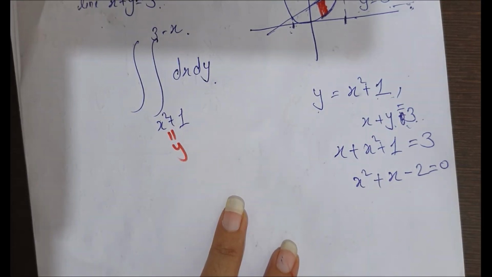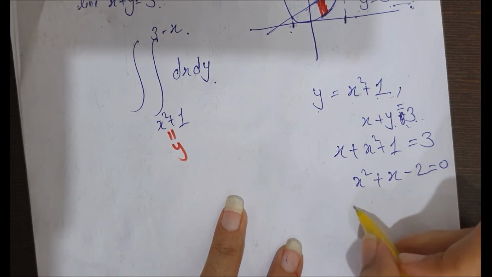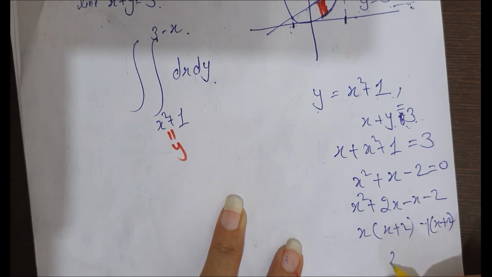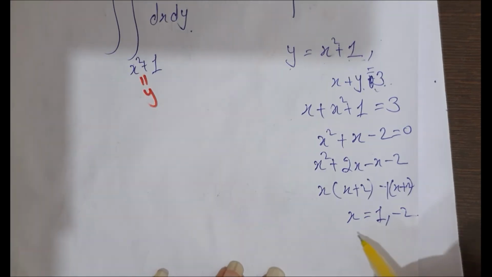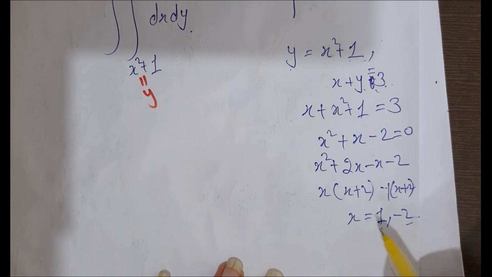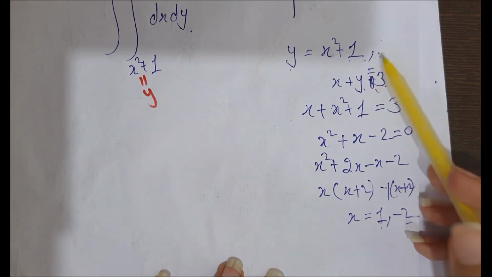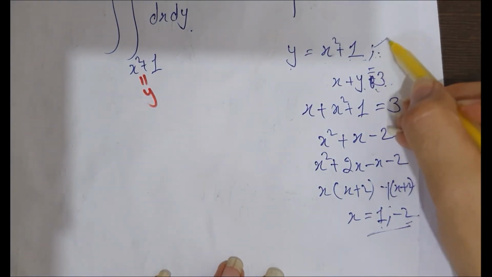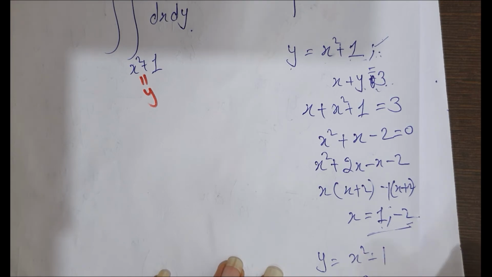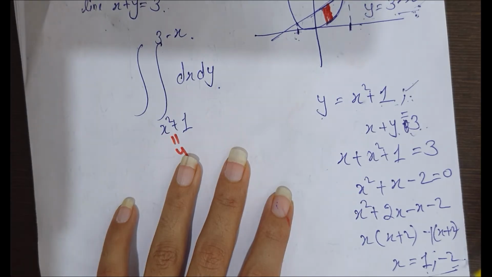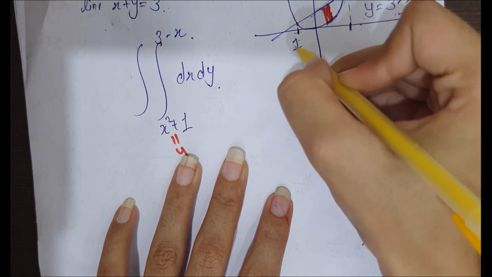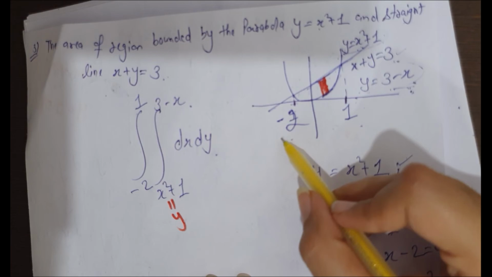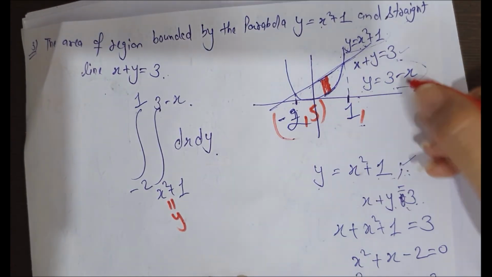Now find the value of x. The value of x from this equation comes out to be 1 and minus 2. Here we don't need to find the value of y, but we can find the value of y of these points also by putting the value of x in this equation. Let's find it out. It will be 2 and 5. I'm just writing the value of x. It will be minus 2 to 1. It's from minus 2 to 1. You can put full values like 5 and 1 comma 2.